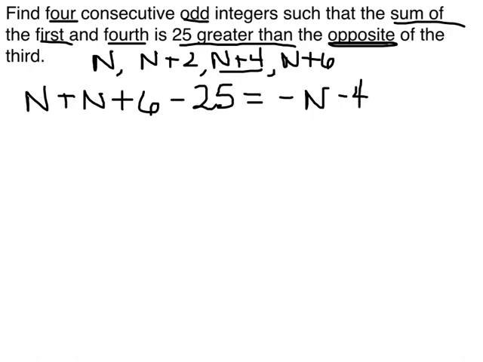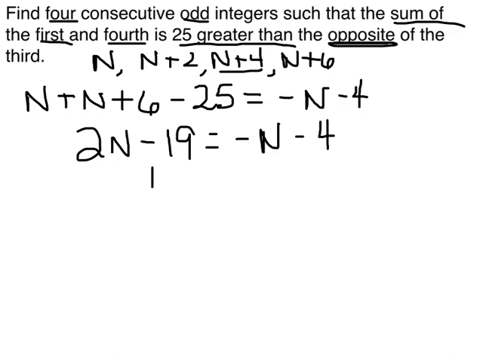Now that I've got that set up, I'm going to add my like terms here. 2n minus 19 equals negative n minus 4. I'm going to add 19 to both sides. I'm going to add an n over here.